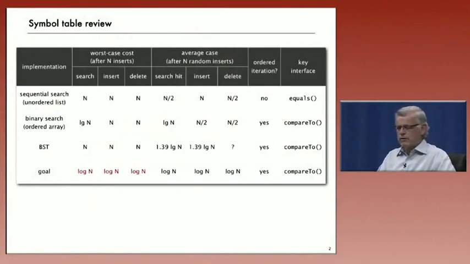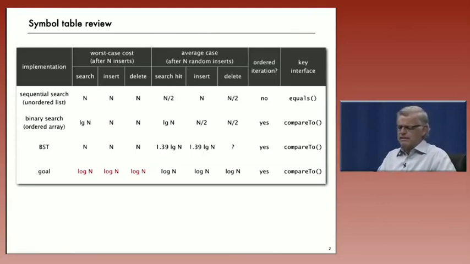So here's a review of where we were with symbol tables. We took a look last time at the binary search tree, which, if things are well modeled by random insertions, has great performance. They get search and insert done in time proportional to log base 2 of n, and they support ordered operations.